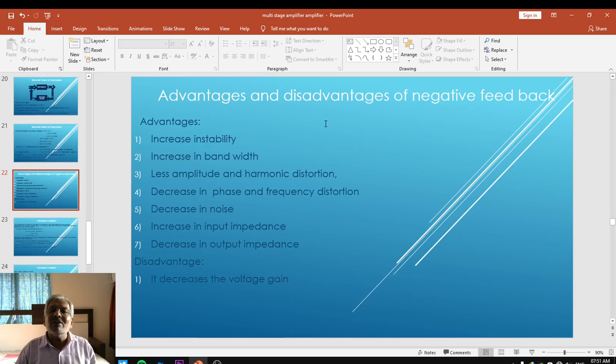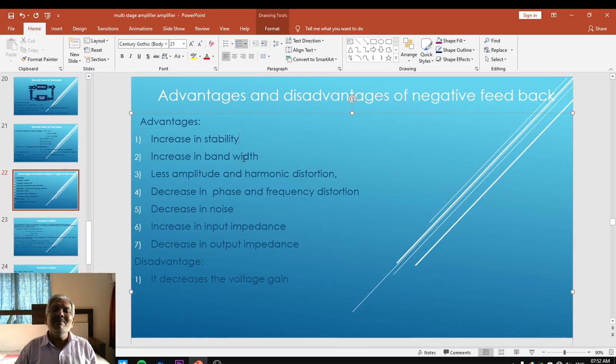Friends, in this topic, we are now going to study the effect of negative feedback on the amplifier circuitry, on the operation of a transistor as an amplifier. So let me consider the advantages and disadvantages of negative feedback. Following are the advantages of negative feedback. First one is increase in stability. Due to application of negative feedback, stability of the circuit increases. Our operating point becomes stable. That is the first advantage.